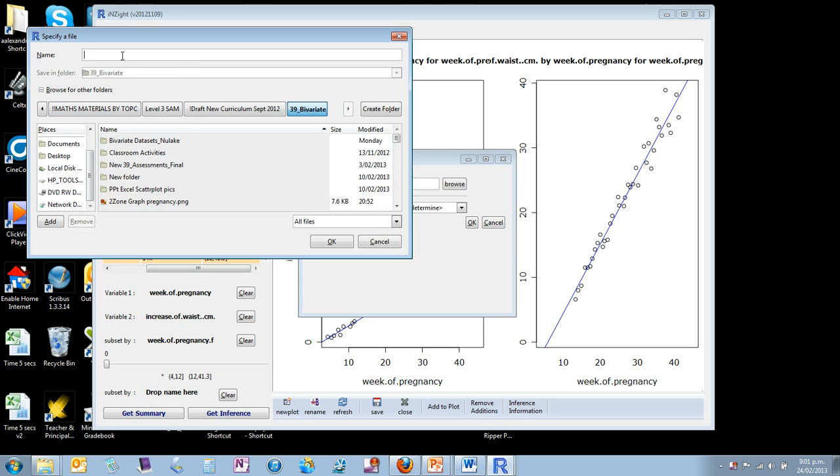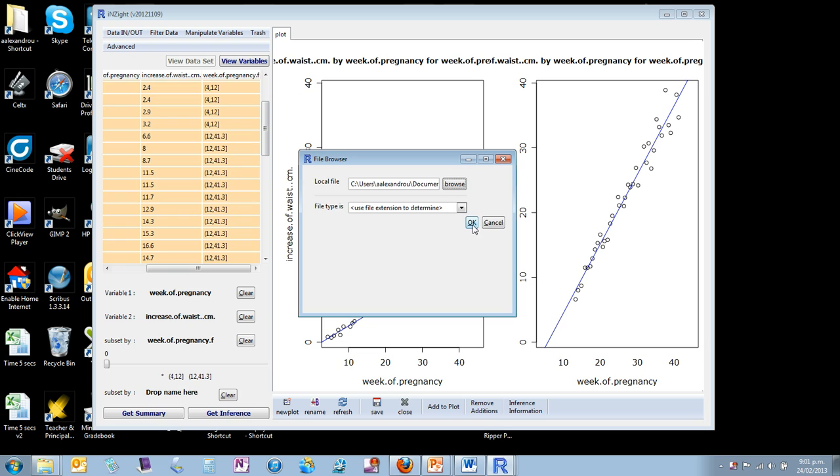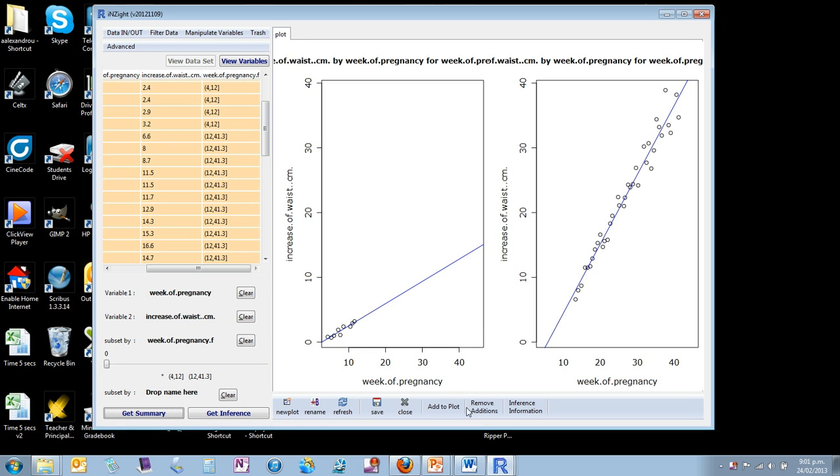I'm going to give it a name here, so we'll call it 12-week break graphs, and I'll underscore it too. That's a good name. And for the file extension, I'm actually just going to save it as a picture file, so a PNG or a JPEG will do, either of those, and hit OK.